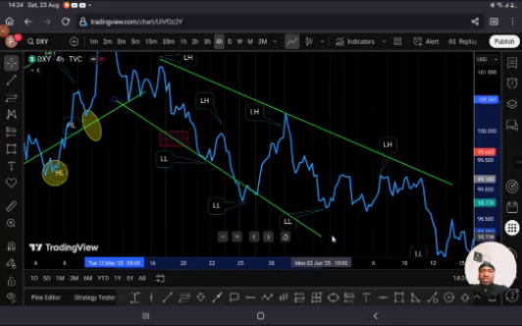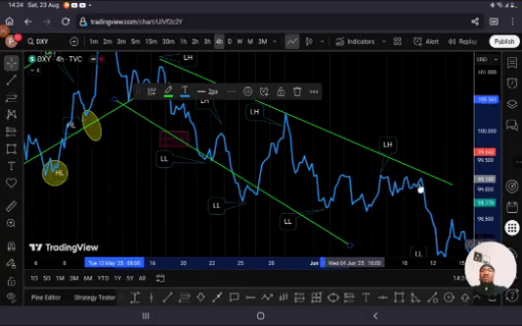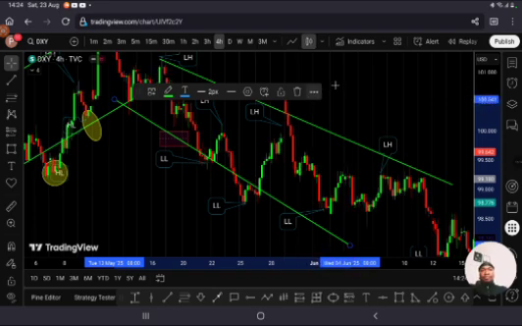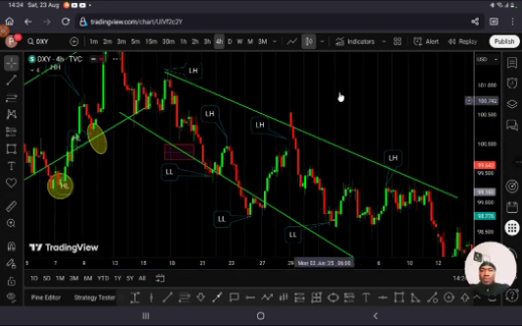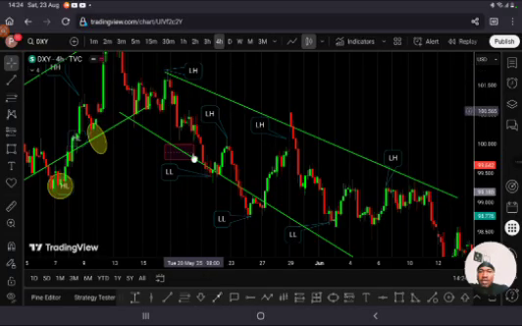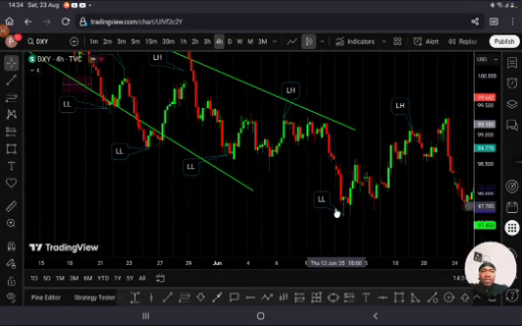Okay, so what you want to be doing in lower time frame, start looking for sales. It's as simple as that. Now let's use our candles. Okay, so this is lower high, lower low, lower high, lower low, lower highs, lower low, lower highs, lower low.